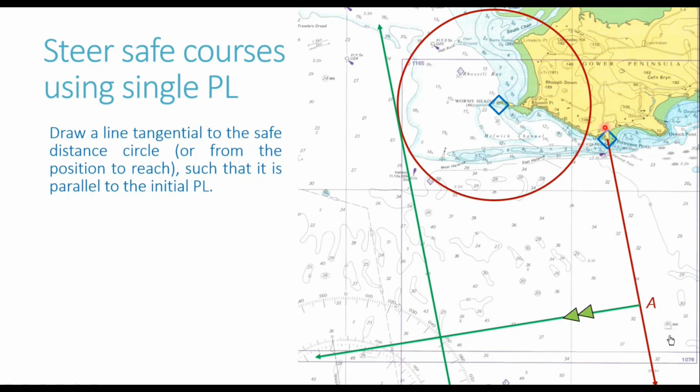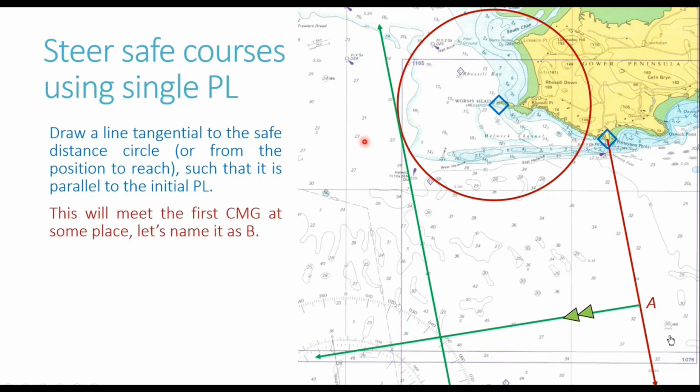Now, in case they give you a certain destination position which you have to reach, then in that case there will be no safe distance circle. So in that case, this parallel line has to be drawn in such a way that it passes through your destination position. Say if you want to reach a pilot boarding ground, you have to draw the parallel line in such a way that it passes through that pilot boarding ground.